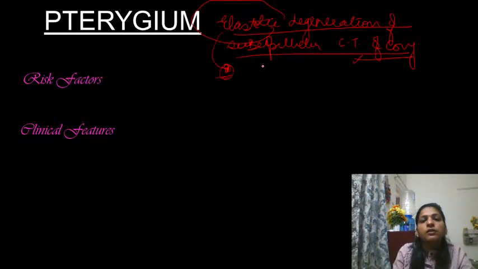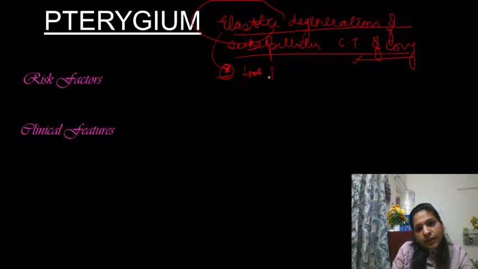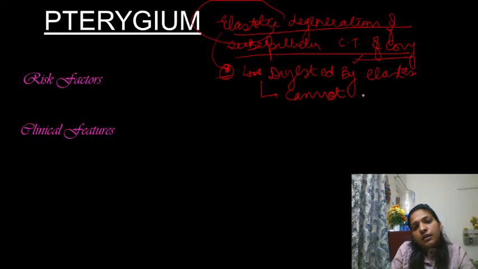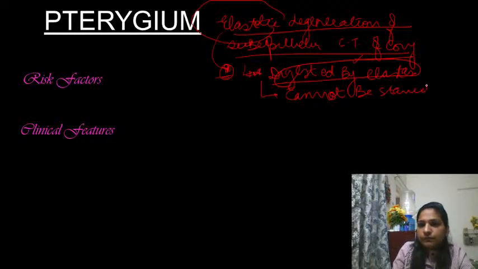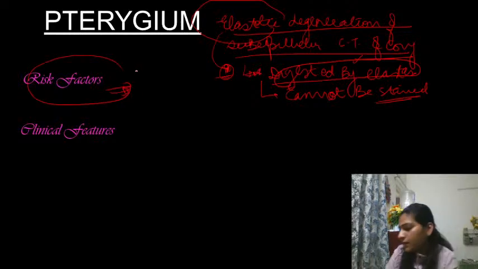Why elastotic? Because it can be digested by elastase, but cannot be stained by the stain by which elastics usually stain. It can be digested but cannot be stained. Now coming on to the risk factors for pterygium.